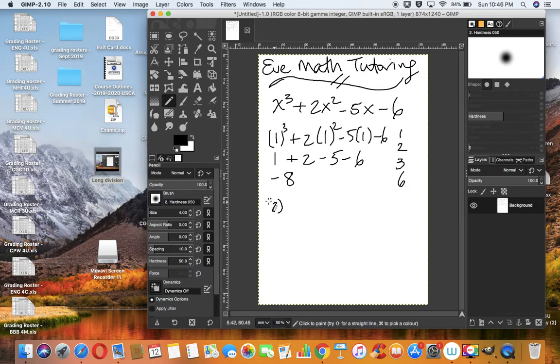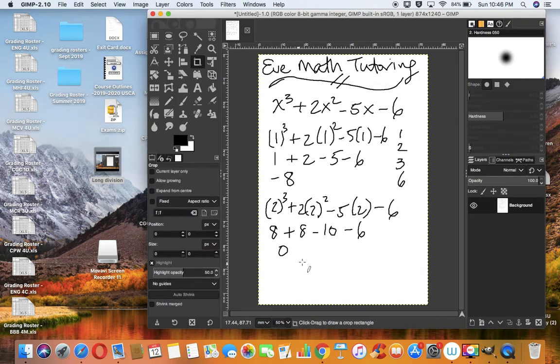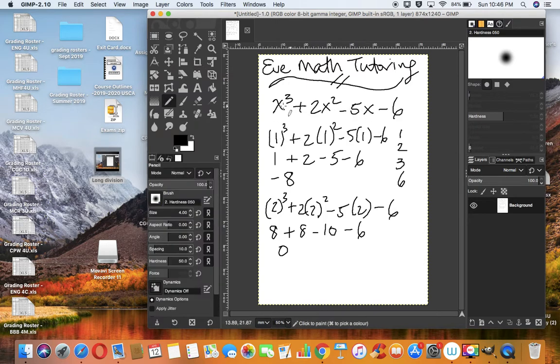So when I plug in positive 2, I get 2 cubed plus 2 times 2 squared minus 5 times 2 minus 6. So here we get 8. And then 2 squared is 4 times 2 is 8, minus 10, minus 6. 16 minus 16, and yes, it equals 0. So that means I'm going to divide this equation up here by x minus the number that I plugged in. So x minus 2 is what I'm going to divide this equation by.